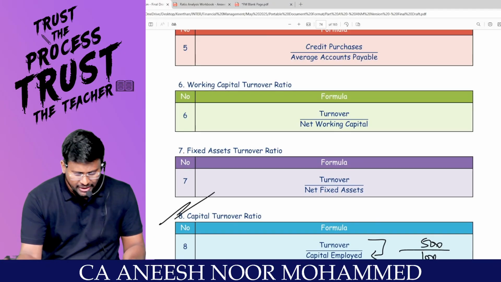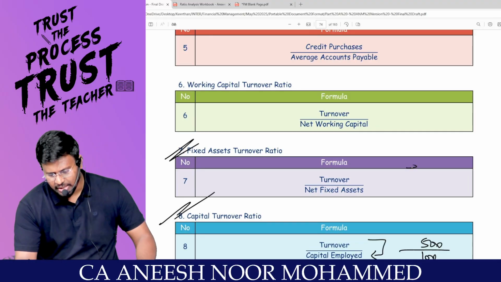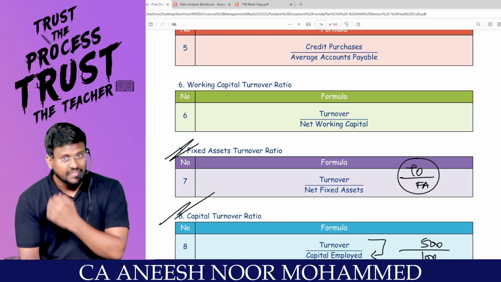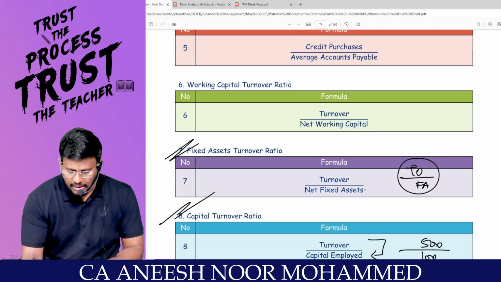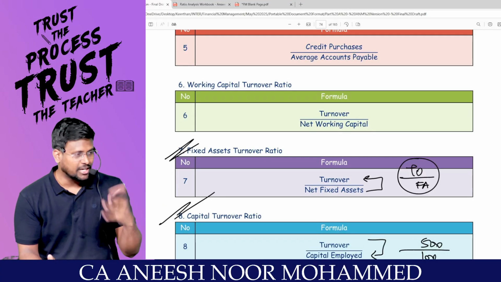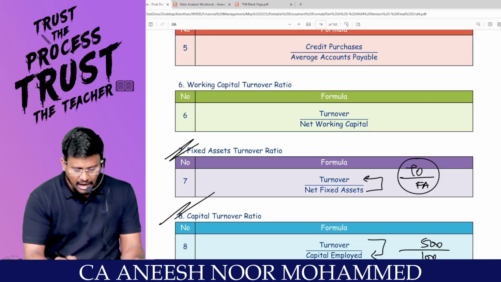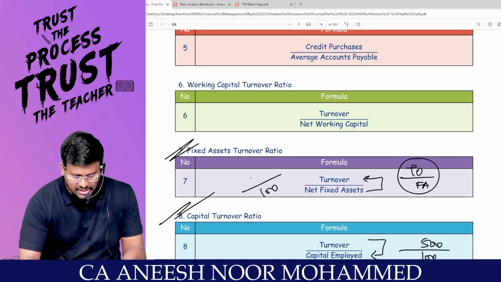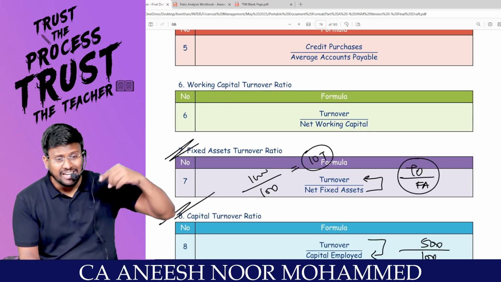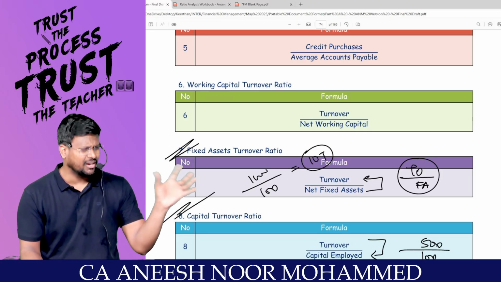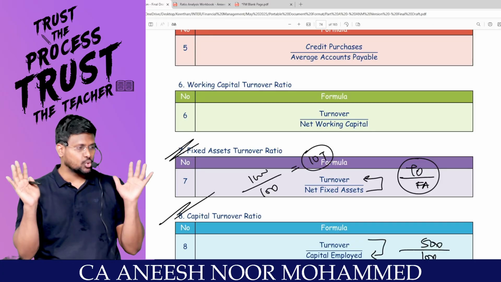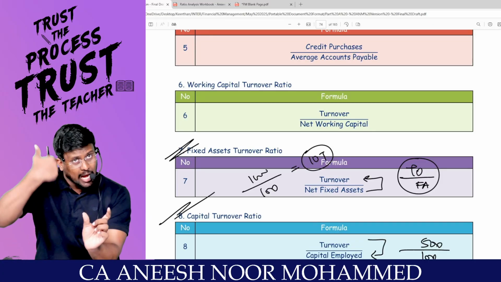Next one, fixed asset turnover ratio. Fixed asset turnover ratio is equal to turnover divided by fixed asset. Are you totally with me? That shows that with the resources of fixed asset, how much turnover I made. That shows my performance. Sir, I have 100 rupees of fixed asset and I made 1000 rupees turnover. Wow, I made turnover of 10 times my fixed asset. Generally, turnover ratio means turnover divided by resources. With this much of resources, how much turnover I made.